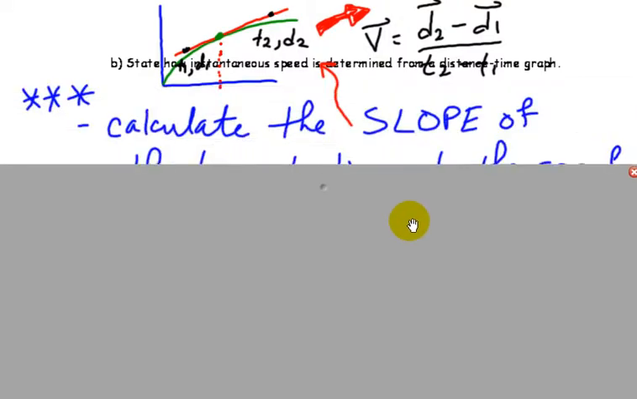But we'll see through a series of examples here. State how the instantaneous speed is determined from a graph.